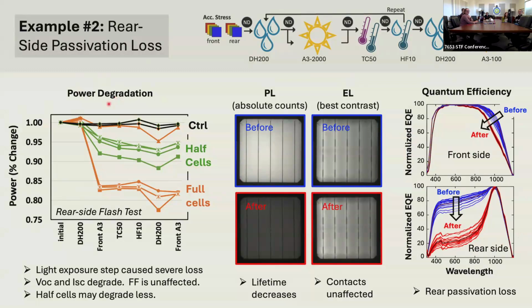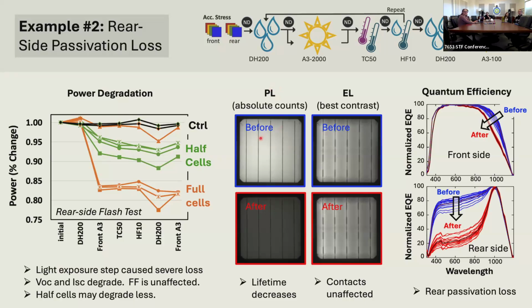So in this case, we saw very severe power degradation here that happened at the light exposure step, denoted here as the A3. In this case, we saw VOC and ISC degrade, but the fill factor was unaffected. It does seem like the half cells may degrade less, but that's something we still have to look into and separate out from these other features of the cells that I'll explain soon.